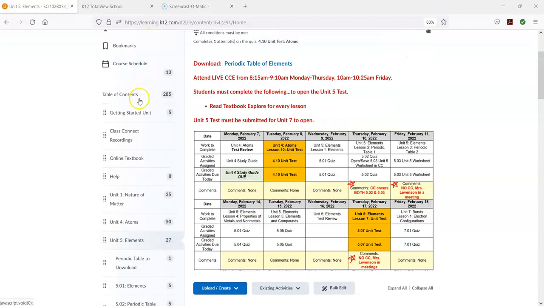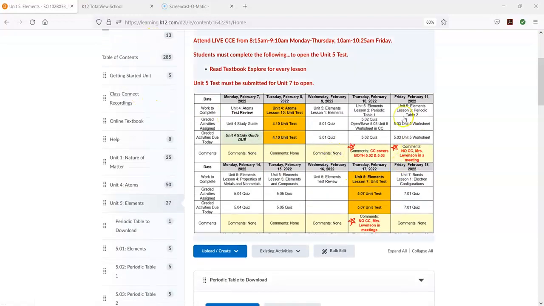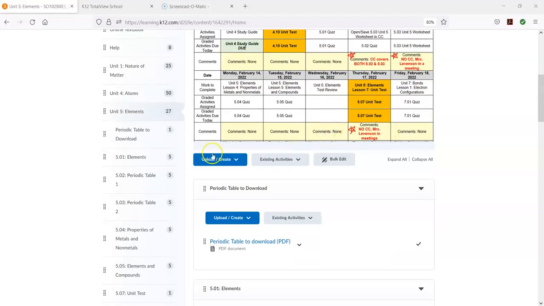I'm in the course content and today is lesson 5.03, which is the Unit 5 worksheet. We actually covered the content in the textbook yesterday, but we're going to do the worksheet now.